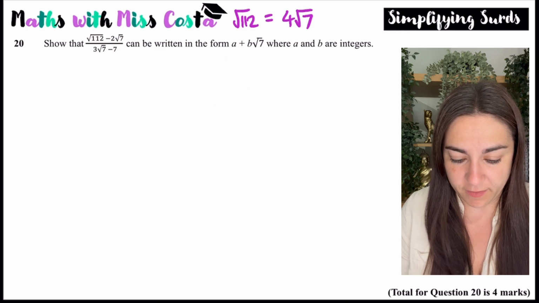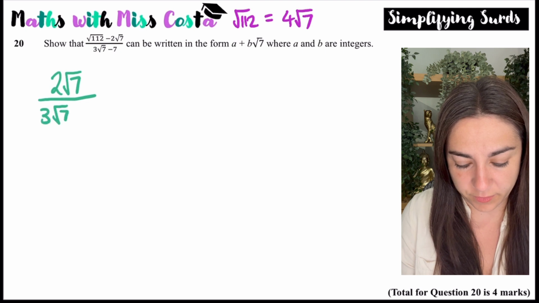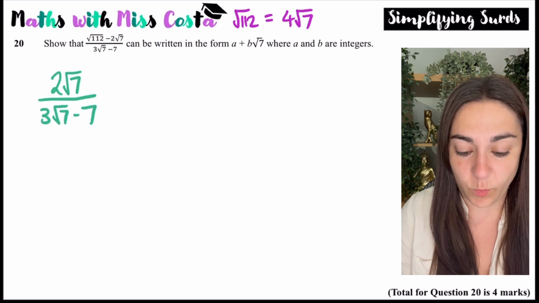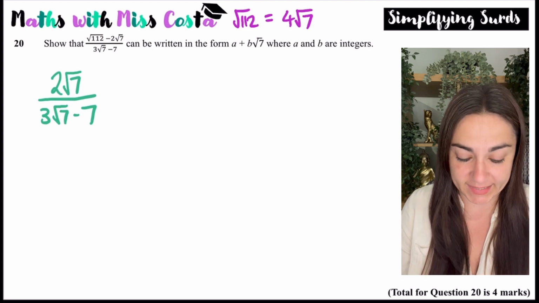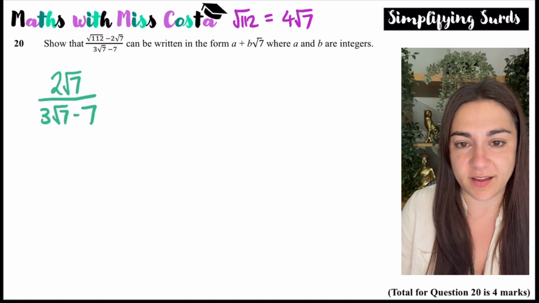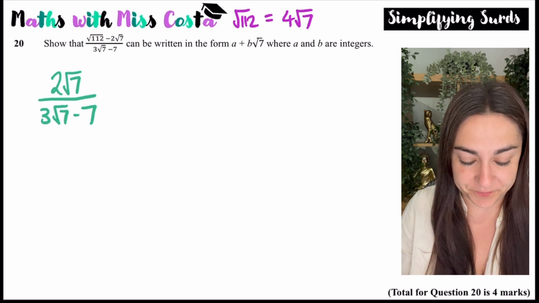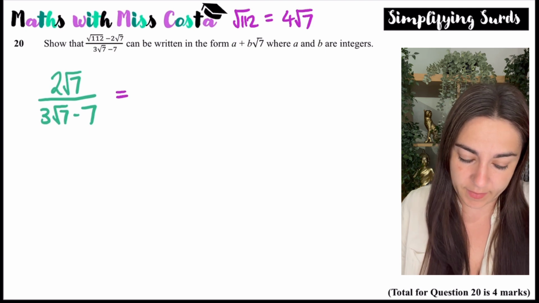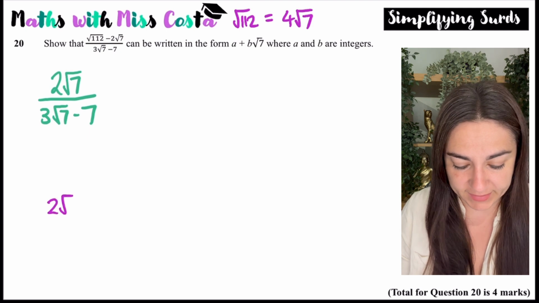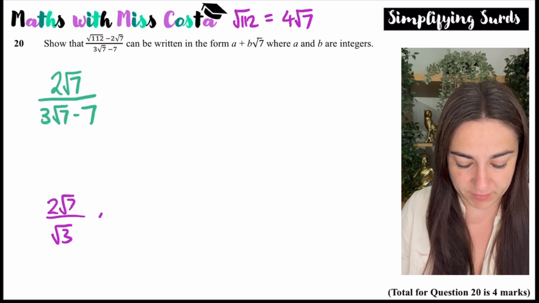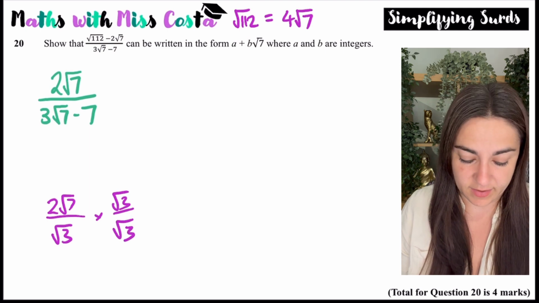So now that I've got 2 root 7 over 3 root 7 minus 7, when you're simplifying surds, you always want to rationalize the denominator. And what that means is you don't want a surd on the denominator. You want it to be a rational number, which means an integer. So a non-surd. So what you do when you're rationalizing the denominator, if it's something simple like, let's say it was 2 root 7 times root 3, you'd multiply the whole fraction by that denominator and then do that.